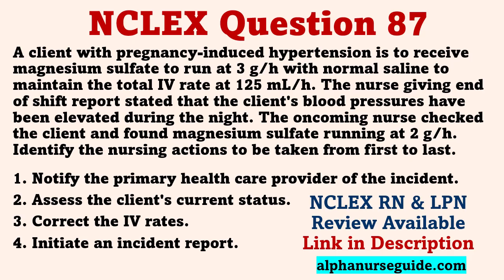A client with pregnancy-induced hypertension is to receive magnesium sulfate to run at 3 grams per hour with normal saline to maintain the total IV rate at 125 milliliters per hour. The nurse giving end of shift report stated that the client's blood pressures have been elevated during the night. The oncoming nurse checked the client and found magnesium sulfate running at 2 grams per hour.